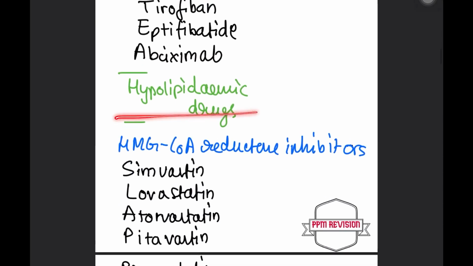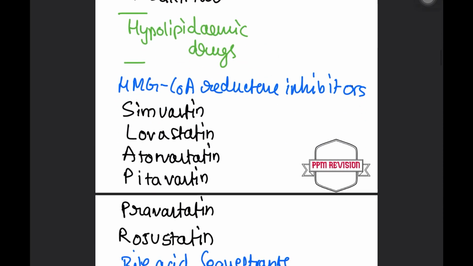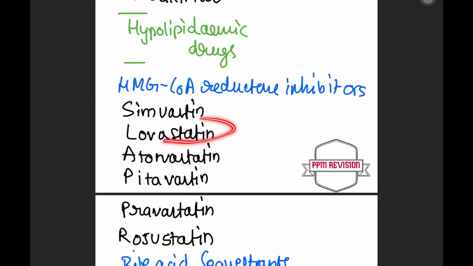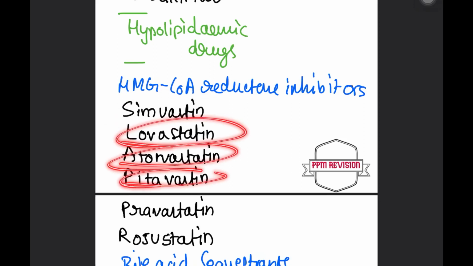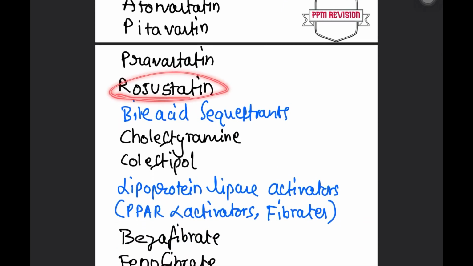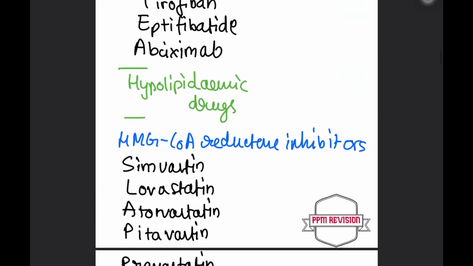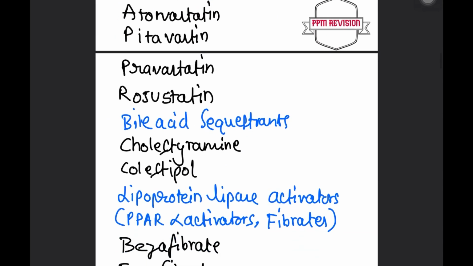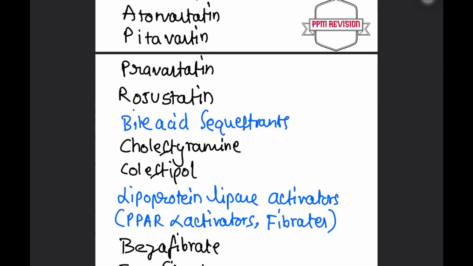Then going on to hypolipidemic drugs, there's HMG-CoA reductase inhibitor, which is important. And here you have all the statins: simvastatin, lovastatin, atorvastatin, pitavastatin, pravastatin, rosuvastatin. Then moving on to bile acid sequestrants, which is under hypolipidemic drugs. Under this, there is cholestyramine.